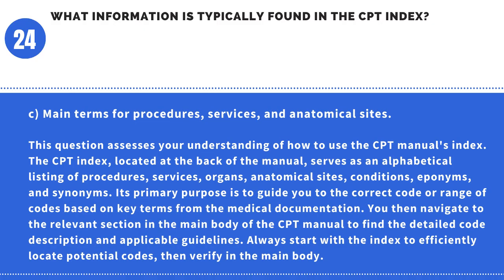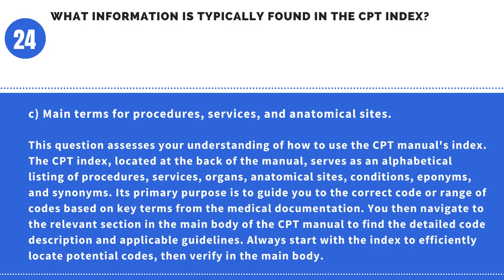Answer C. Main terms for procedures, services, and anatomical sites. This question assesses your understanding of how to use the CPT manual's index. The CPT index, located at the back of the manual, serves as an alphabetical listing of procedures, services, organs, anatomical sites, conditions, eponyms, and synonyms.